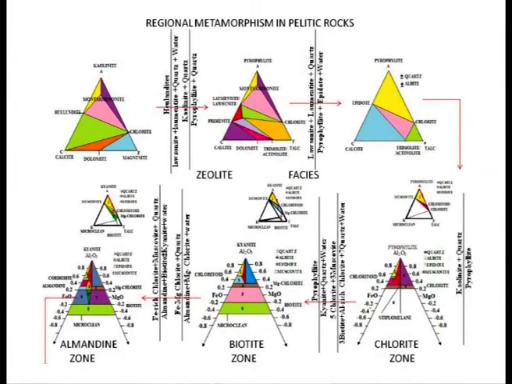For detailed understanding of the regional or progressive metamorphism of pelitic rocks, we have to take the help of certain diagrams like ACF for zeolite facies, AKF and AFM diagrams for greenschist, amphibolite and granulite facies. We have to concentrate on pelitic assemblages, and on the basis of the diagram we can find out the important assemblages and related reactions to explain the regional metamorphism of pelitic rocks.